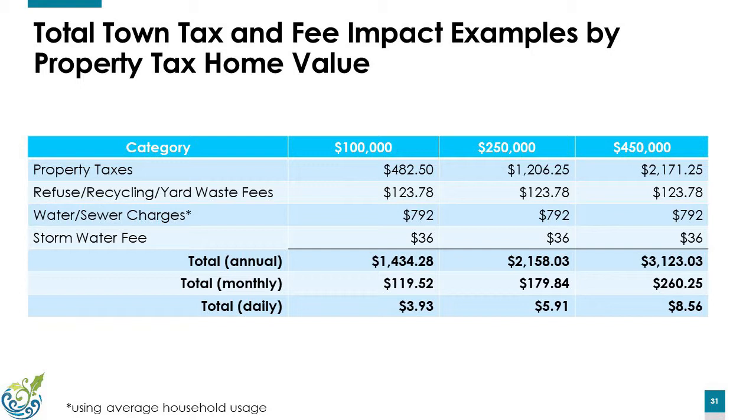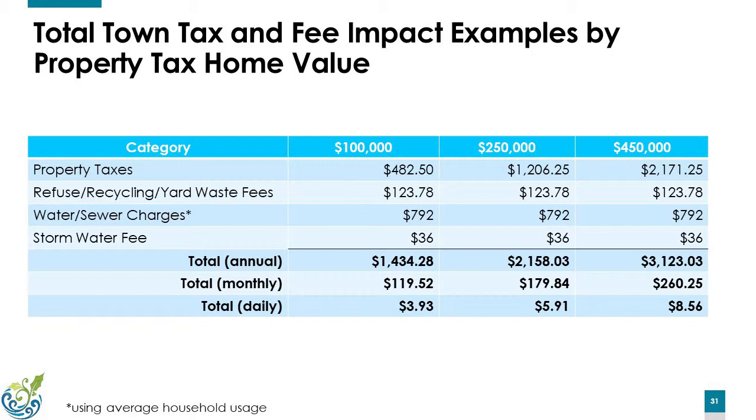When you look at the 4 categories of investments that residents make in their community: property taxes, refuse and recycling yard waste fees, the water and sewer charges, and then the stormwater fee. So for a home that's valued at $100,000, the annual payment is $1,434. You see the various breakdowns then for monthly and daily. Daily for that particular household is $3.93.